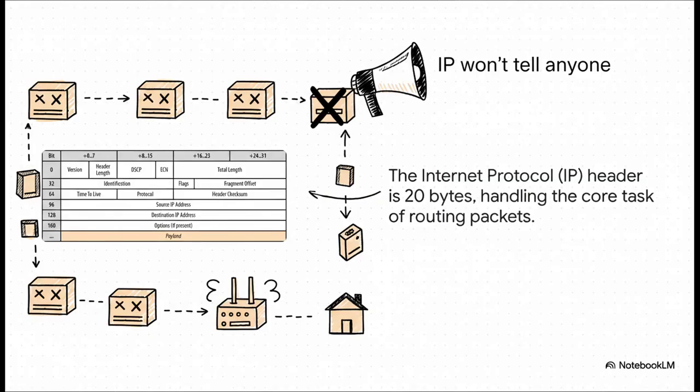To really appreciate just how minimal it is, we've got to look one layer deeper in the network stack, down to the Internet Protocol, or IP. IP is basically the global postal service for the internet. Its one job is to get a packet from a source address to a destination address. But, and this is the key, IP itself is unreliable. It's a best effort service. If some router in the middle of the path gets overwhelmed, it's allowed to just drop your packet on the floor, and it's not going to tell you it happened.